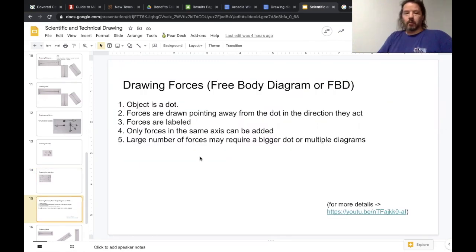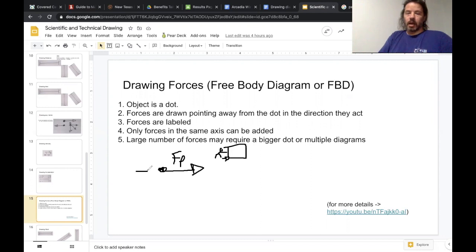We don't have a lot of time to go into this, but when we draw forces, there's a technical word for these. It's called a free body diagram. And later on, you'll get to watch something more specific about what these are. But in general, the object is a dot, and the forces are drawn pointing away from the dot in the direction that they act, and then it's labeled. So that's the force of a push. If I'm pushing on a box, if I'm over here on this side of the box and I'm pushing, I'm actually pushing on this side of the box.